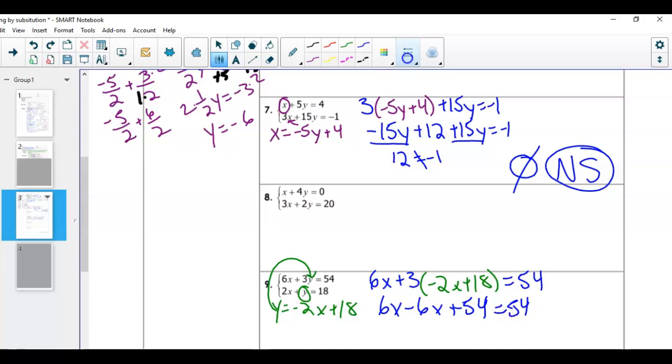You probably already know where this is going, but let's do it anyway. 6x minus 6x is 0. Those cancel. I no longer have x's. And I'm left with 54 equals 54. Well, that's a true statement, so that means this is going to be infinitely many solutions. So if you end up with no solution or infinitely many solutions, you will not be able to solve for both x and y. At some point, it will stop you because you don't have an x or a y.